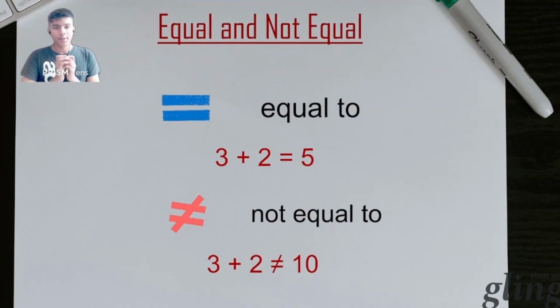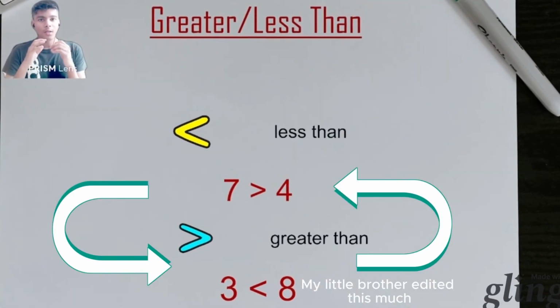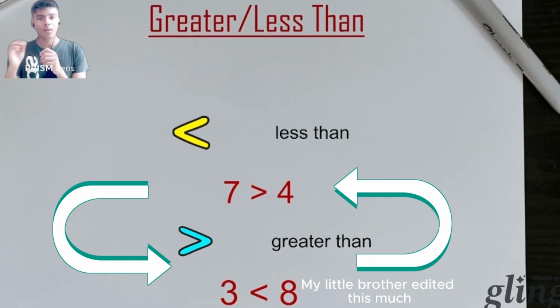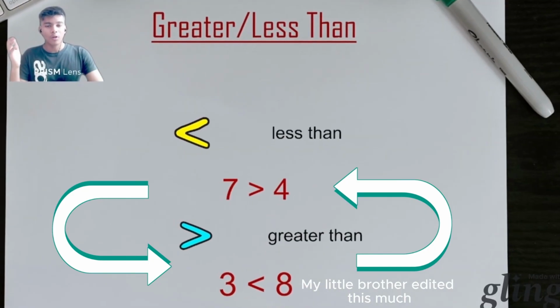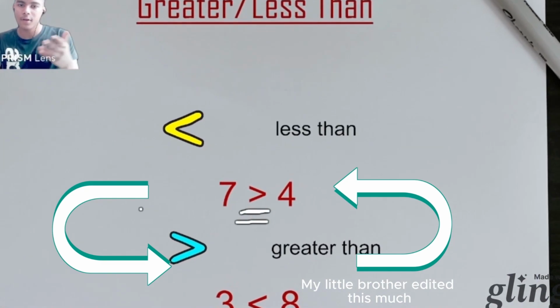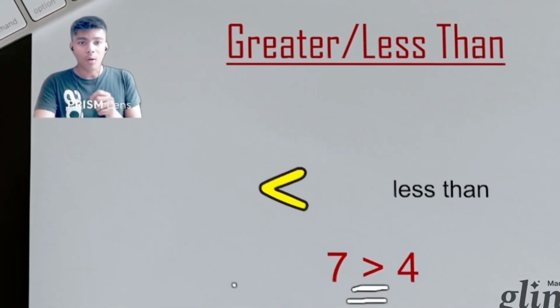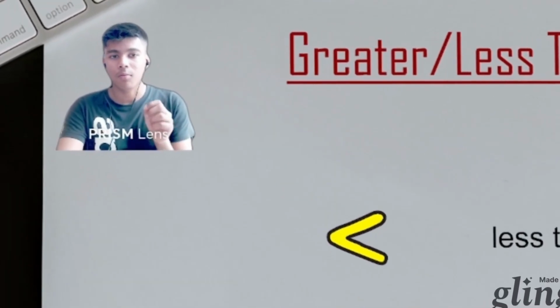So let's go ahead to greater than and less than. The greater than symbol means the number on the left is bigger. So using this sign, we can show that 7 is greater than 4. Remember, the open side always faces the bigger number.